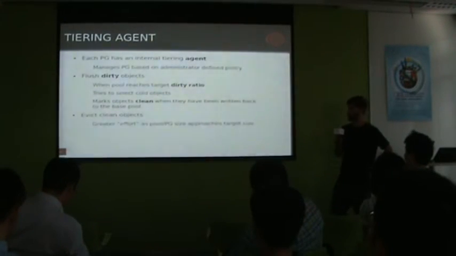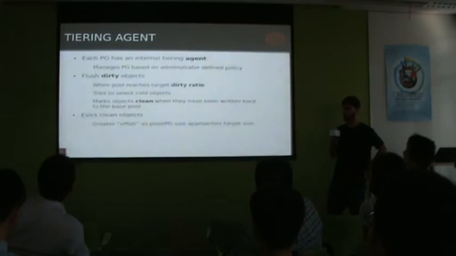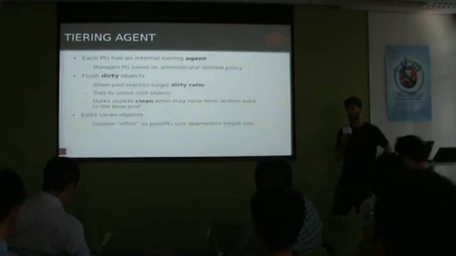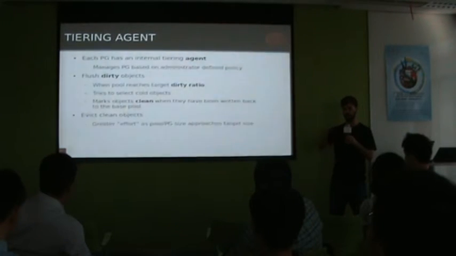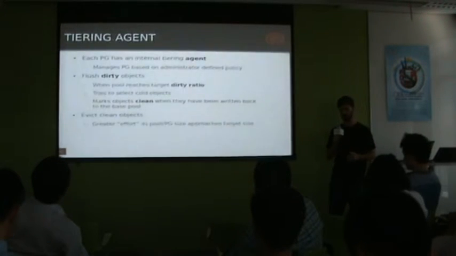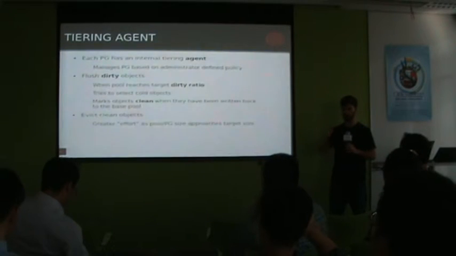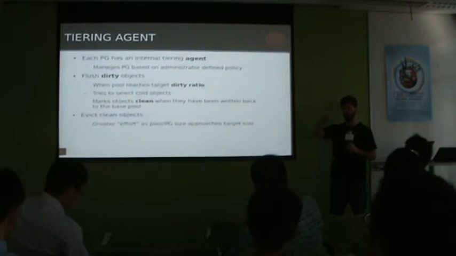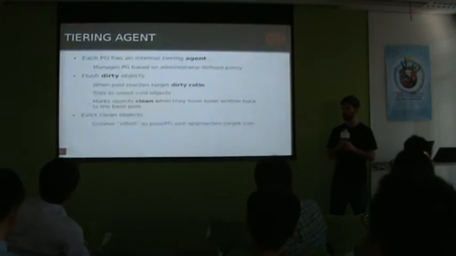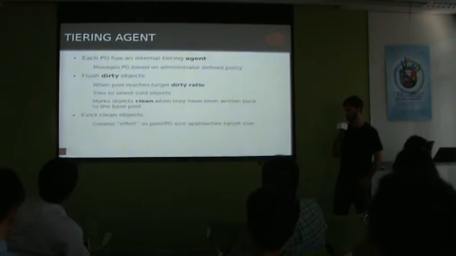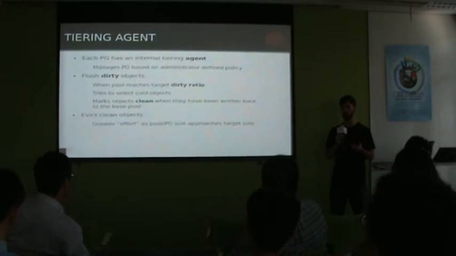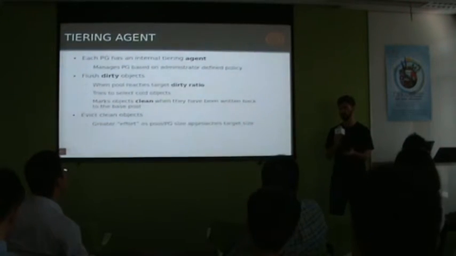So every PG has an internal tiering agent. There are configurable dirty ratios and full ratios, and there's a curve where as the placement group reaches its dirty ratio, it will start to flush hotter and hotter objects until it will flush any object, and same with eviction. As the PG fills up, it'll be willing to evict hotter and hotter objects until it's willing to evict anything, to make sure that that pool doesn't fill up. So as long as there's still space left in the pool, we make an effort to keep the hottest objects around, but as it fills up, we start to get less picky.